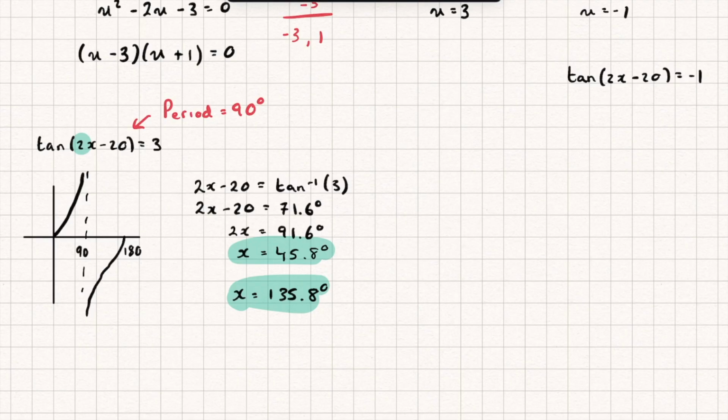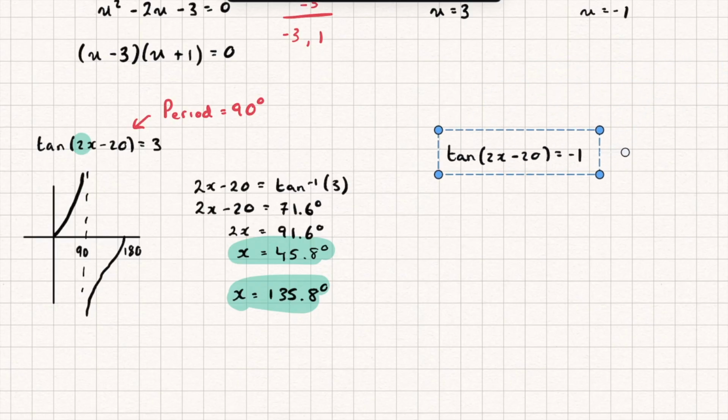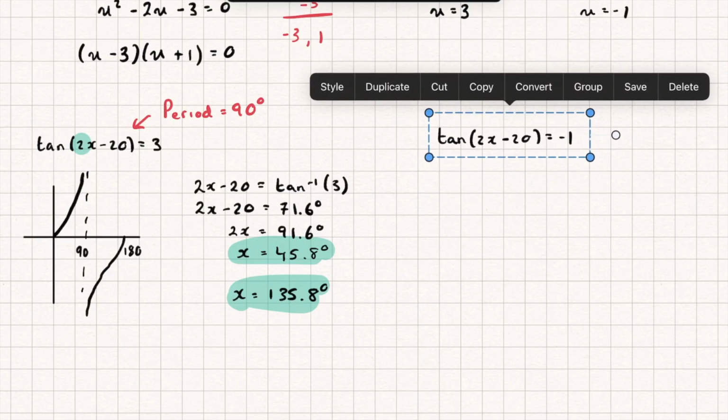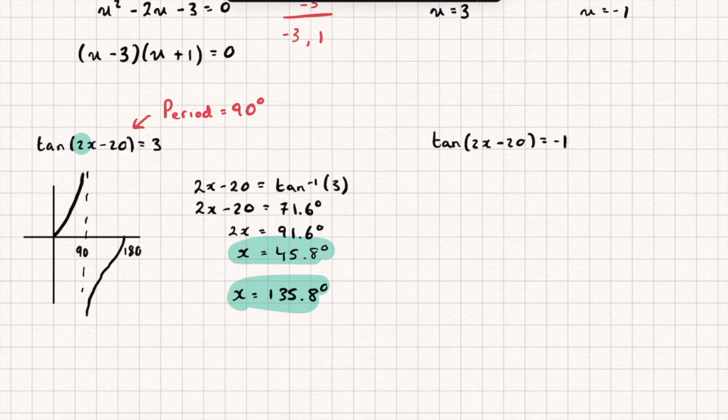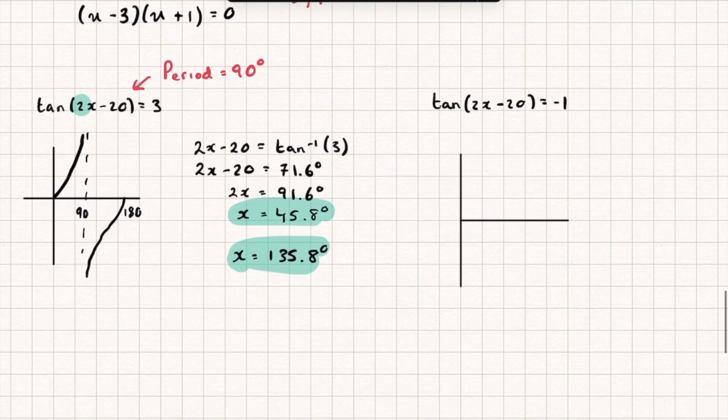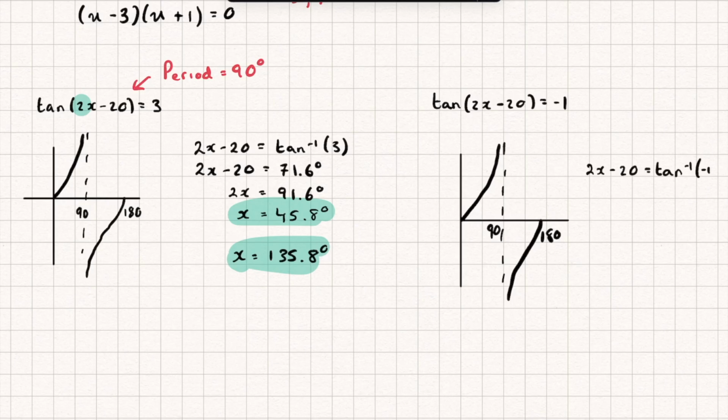Now what we need to do is solve the other equation we created, which is tan of 2x minus 20 equals negative 1. So what I'm going to do is sketch out the graph like always. So I'm going to draw out that first initial period. So it's got this asymptote here at 90, and then it goes back to 0 at 180. So let's do inverse tan of negative 1, and that tells me 2x minus 20 is going to equal inverse tan of minus 1, and that is going to give us negative 45. So 2x minus 20 is negative 45.